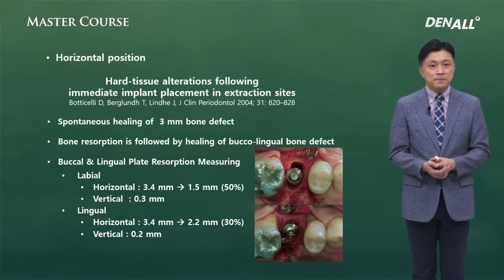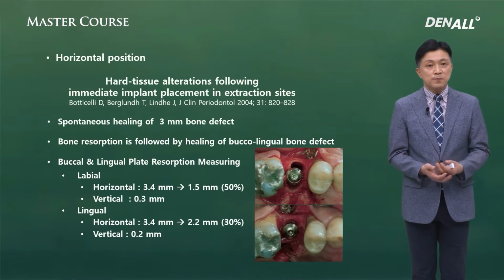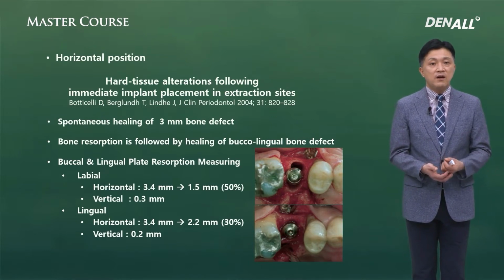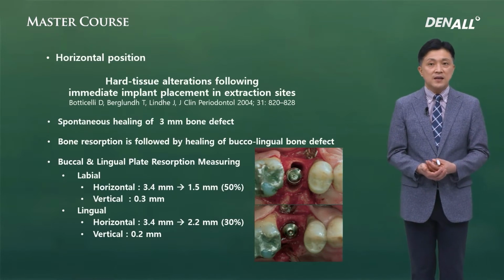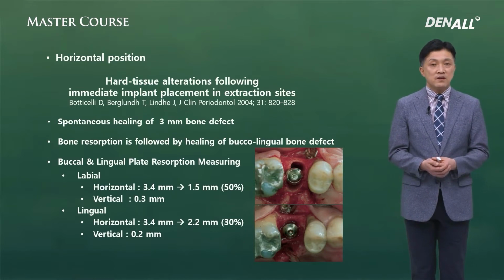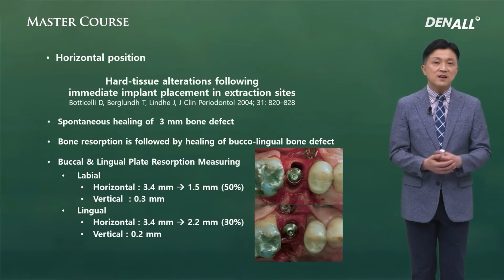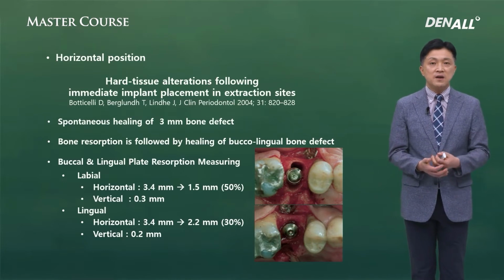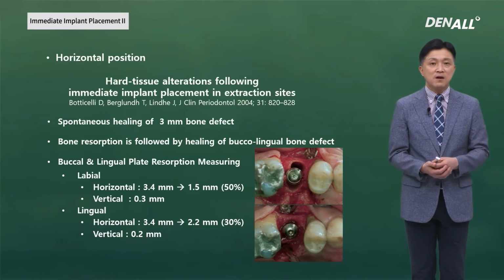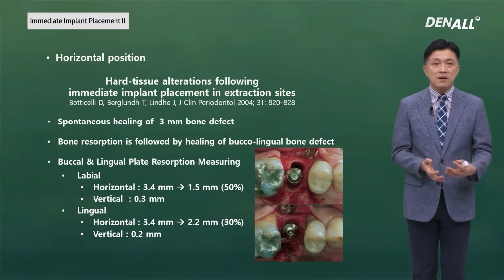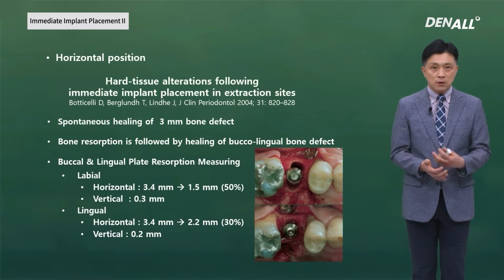If you look at the measurement of buccal plate resorption, horizontal resorption occurs approximately 50% on the labial side. When you do gap filling, this is internal socket graft. By doing gap filling, you can overcome this resorption. If the implant is placed more towards the outside, you can do external socket graft as well.